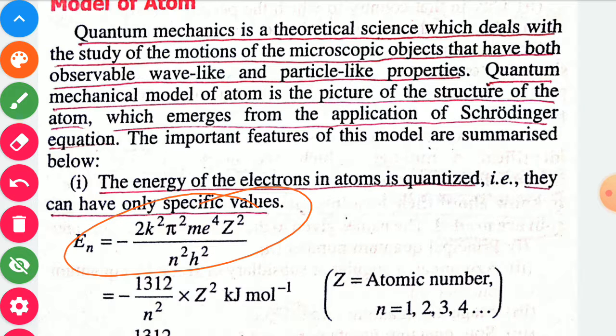So if we put the values here, we find minus 1312 upon n square into z square kilojoule per mole. Here z is the atomic number, and n is the cell number, the orbit number, which may be 1, 2, 3, 4, etc.